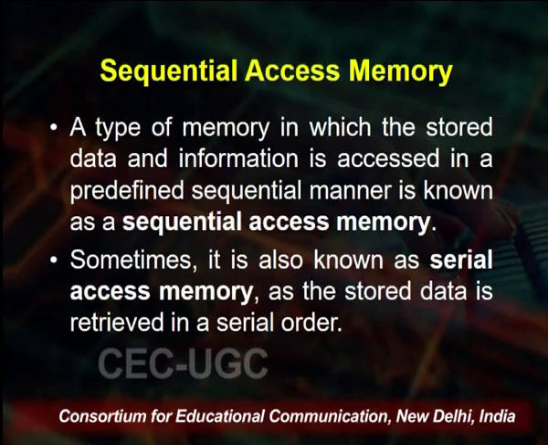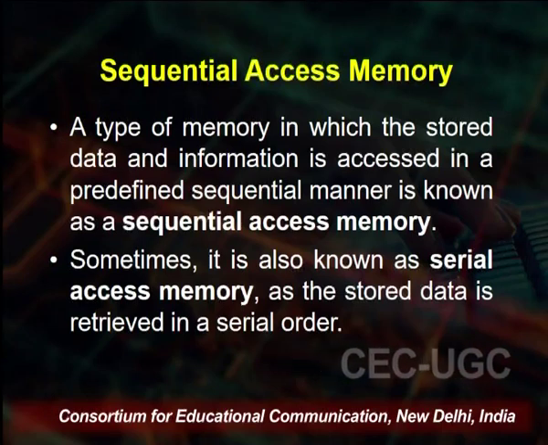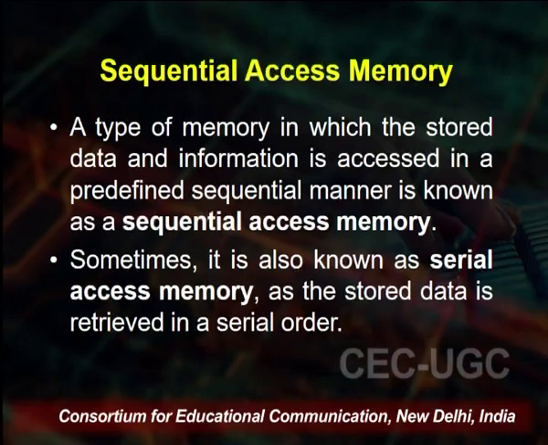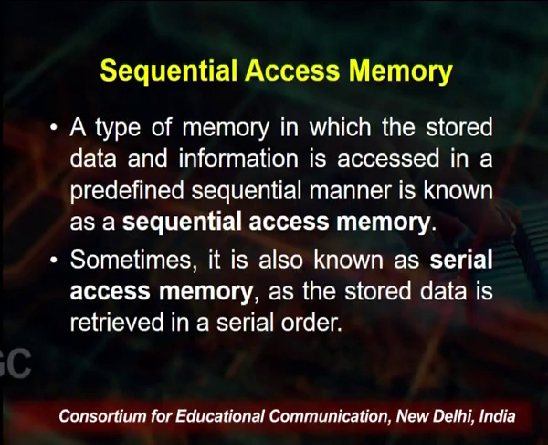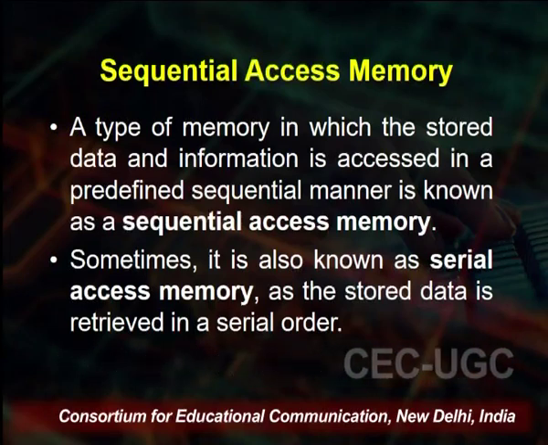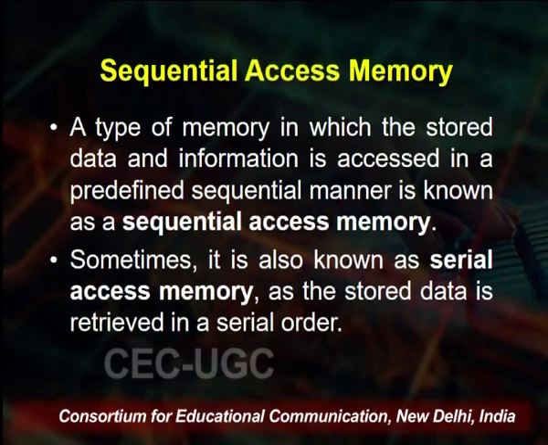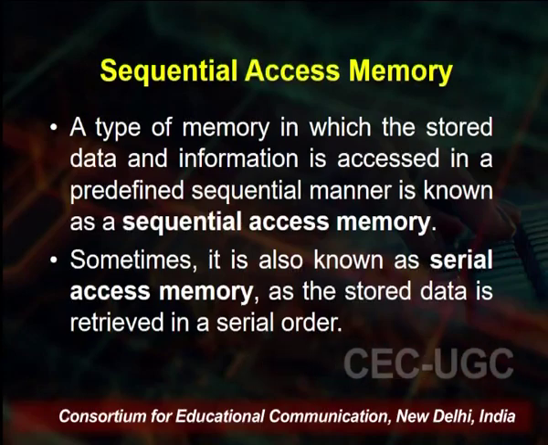Now, the next type is the classification on the basis of access of the data, that is sequential access memory. This is a type of memory in which the stored data and information is accessed in a predefined sequential manner. Sometimes it is also called serial access memory, as the stored data is retrieved in serial order. In sequential access memory, the system must search the stored data from the beginning of the memory address until it finds the required piece of data.